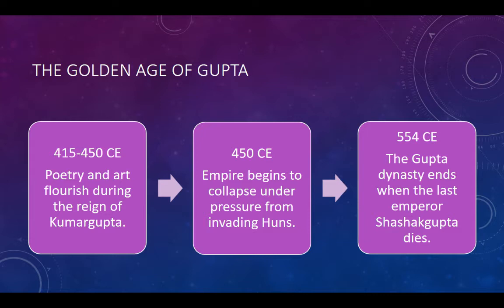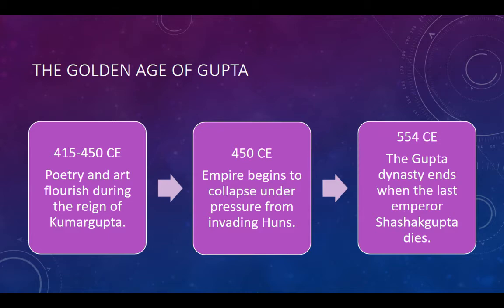However, after this Golden Age, the empire will begin to collapse in 450 from pressure from the invading Huns. And then it will not take long for the Gupta dynasty to end when Shashanka will die in 554 CE. So all this timeline gives you a little bit of an idea of where we're at in history and the major events and time periods.